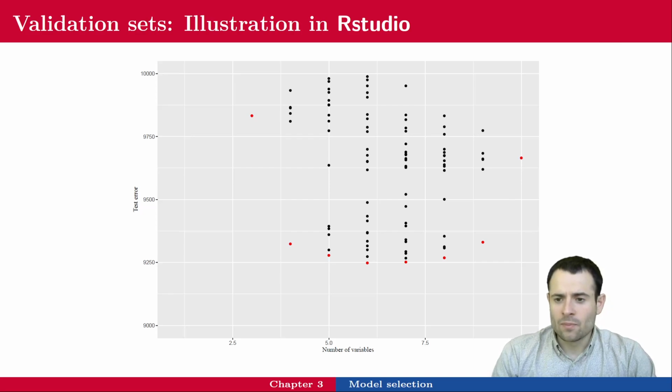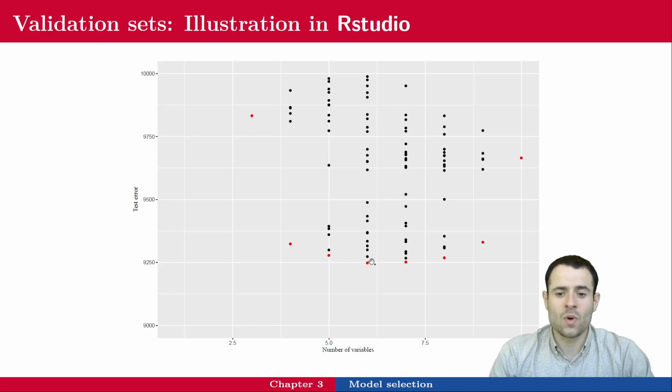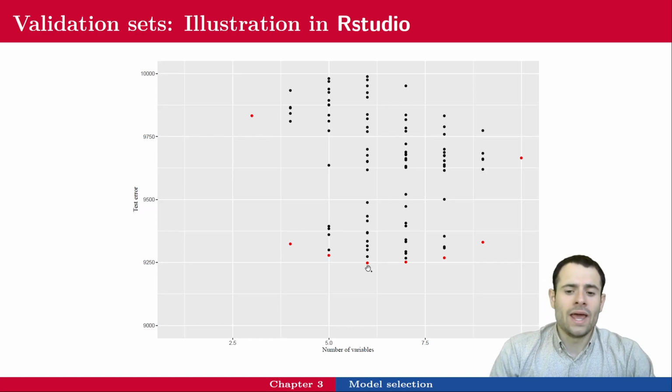Finally, I can find the best model. The best model is going to be where my test error is the lowest. It is going to be here. It looks like 6 variables, 1 model with 6 variables here. I don't know which one yet. There are many models with 6 variables. But the lowest test error is achieved with a model of 6 variables.